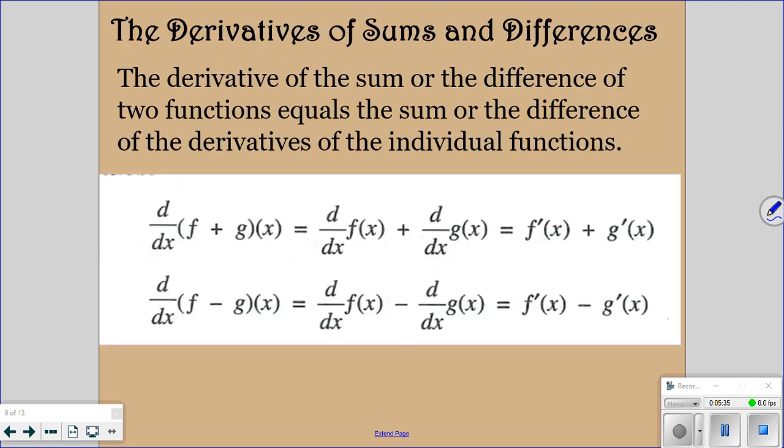Okay, so now we're going to look at the derivative of sums and differences of two functions. All you have to do is take the sum or the difference of the derivatives of the individual ones. So this looks a little bit confusing. If you have the derivative of f plus g of x, you're going to do the derivative of f plus the derivative of g. If you have the derivative of f minus g of x, split them into two, and you have the derivative of f minus the derivative of g. You just take the derivative of each individual function.